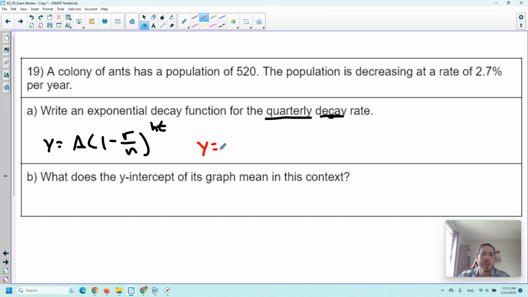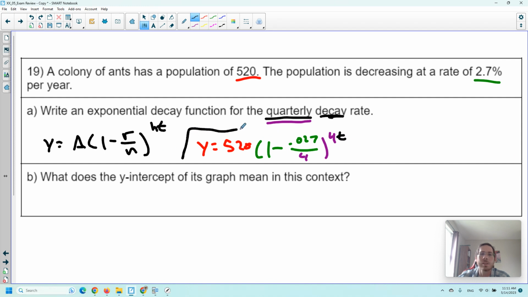When we plug everything in, A is our starting population, that's 520. The 1 minus is just going to stay as 1 minus. The rate here is 2.7%, so 0.027. We're going quarterly, so that would be 4 quarters in a year. And then t just stays as t. Again, you can make it an x if you would rather have x than t, but that's it.